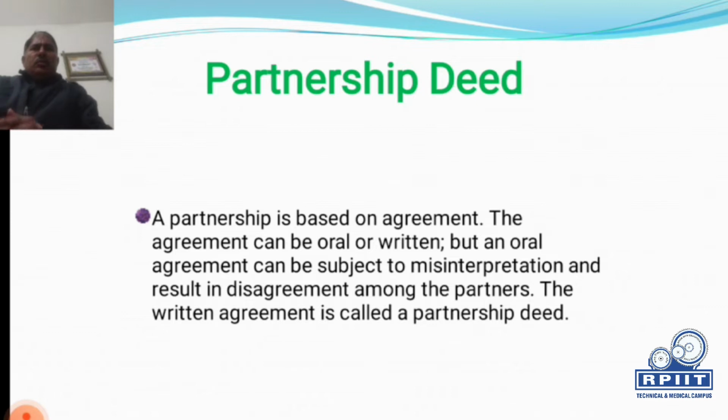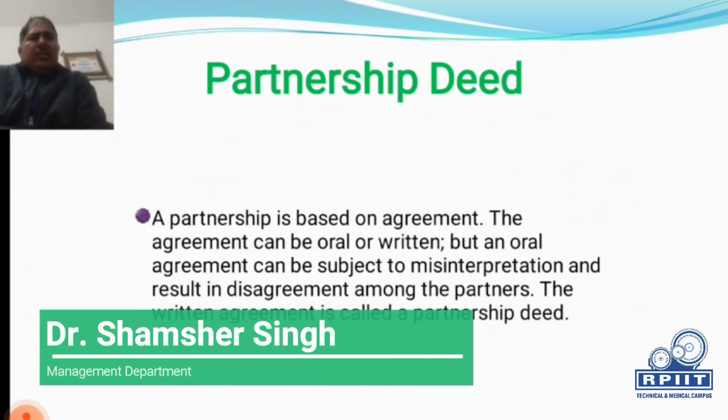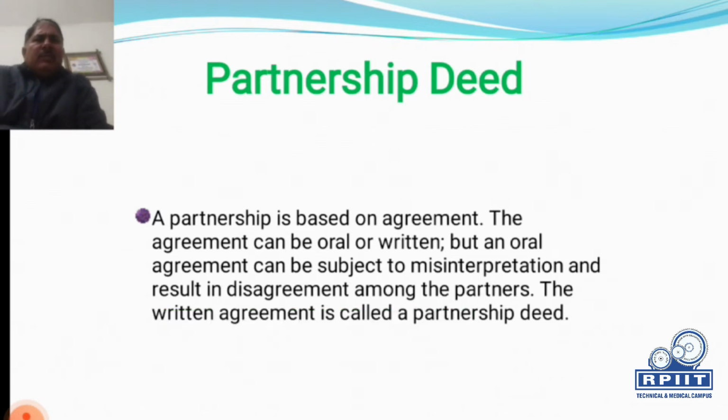Today our topic is partnership deed. A partnership is based on agreement. The agreement can be oral or written, but an oral agreement can be subject to misinterpretation and result in disagreement among the partners. The written agreement is called a partnership deed.